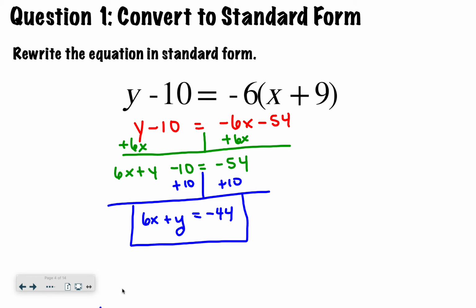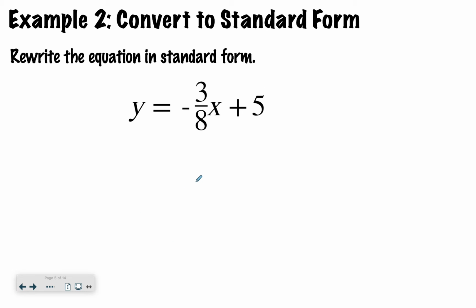Okay, for this problem, hopefully you ended up with 6x plus y equals negative 44. The first thing I did was move the 6x to the left side, then I added 10 to both sides, and that's how I ended up at my final answer there. If you have questions about that, please be sure to reach out for some help. I am happy to help you.